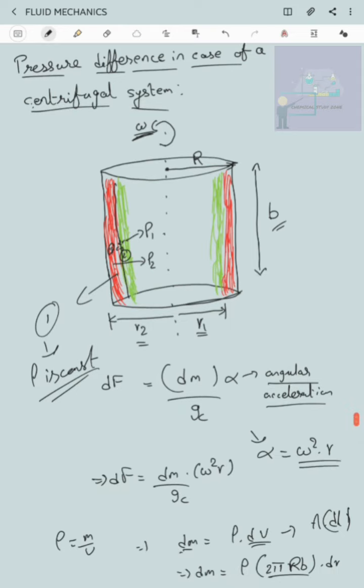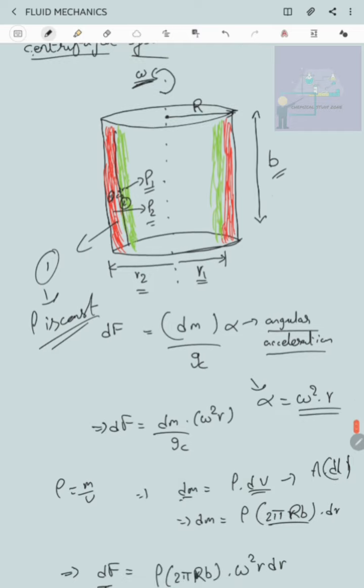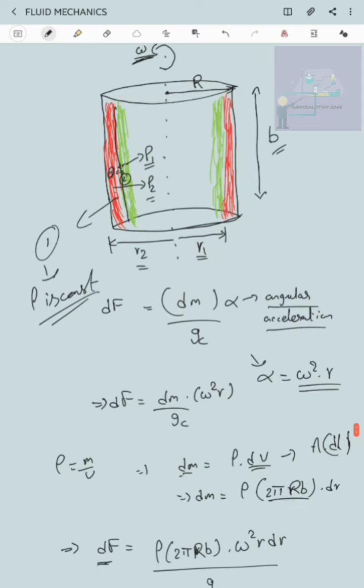And let us consider the pressure at point 2 to be P1 and the pressure at point 1 to be P2, the height of the beaker is capital B and the radius of the beaker is capital R. And let us consider point 2 is at the radial distance R1 and point 1 is at the radial distance R2 from the axis of the beaker on which it is rotating. Here we have the same fluid, so the density is constant.